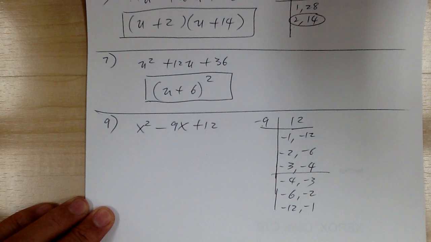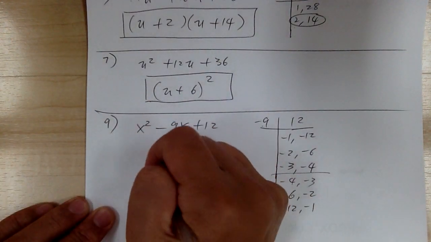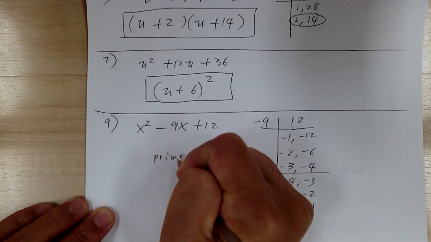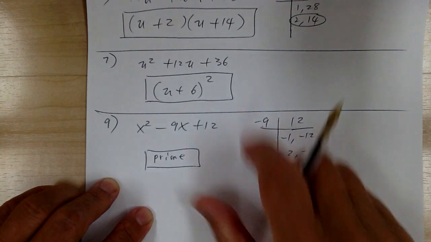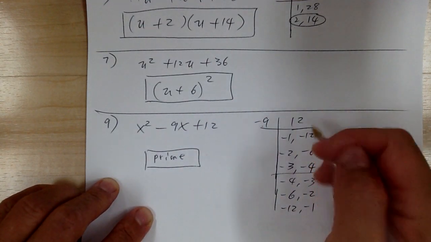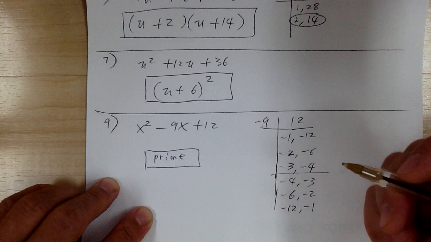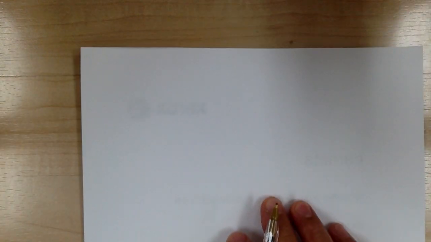And it tells you if the polynomial is prime, so this is prime. This one is not factorable. And that's the reason you want to go through the list. If you skip all over the place, then you're not going to know if it's prime or if you missed the number that you need. Okay, let's go to 11.